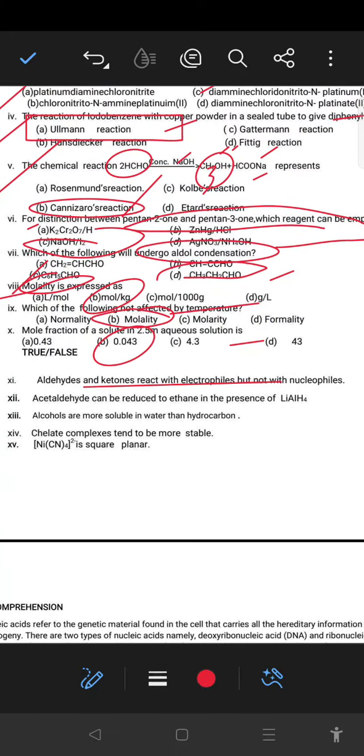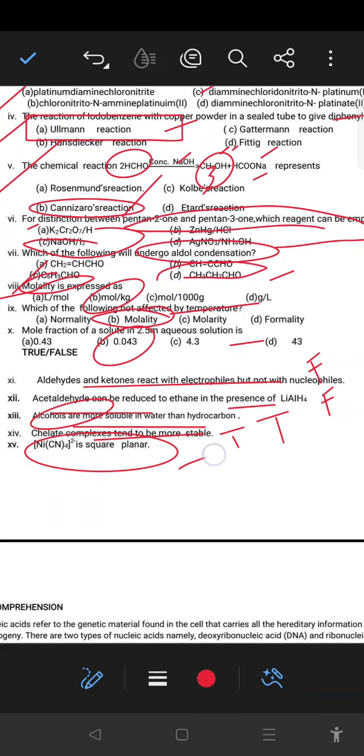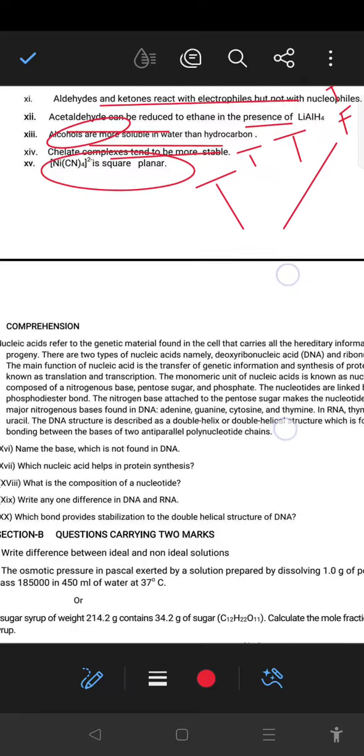Next, aldehyde and ketone react with electrophile but not with nucleophile. This is a false statement. Next, acetaldehyde can be reduced to ethane in the presence of lithium aluminum hydride. This is also a false statement, because ethyl alcohol formation will happen. Next, alcohols are more soluble in water than hydrocarbons. This is a true statement, because alcohols form hydrogen bonds. Chelate complexes tend to be more stable, also true. Nickel cyanide is a square planar complex, also true. So this is the right answer.